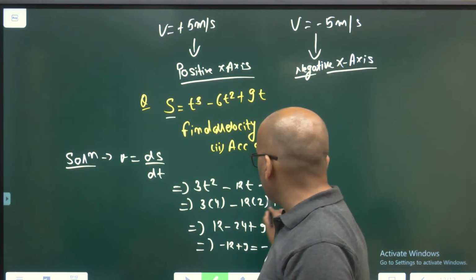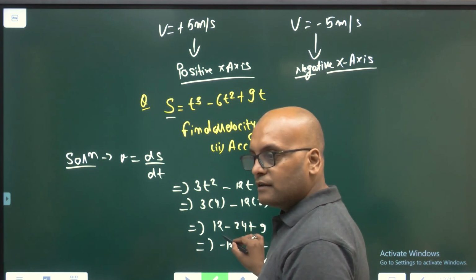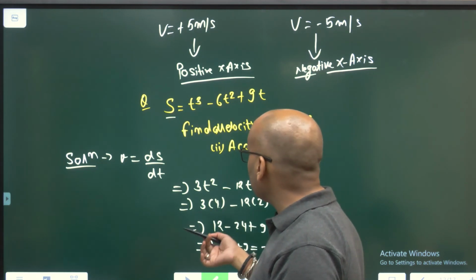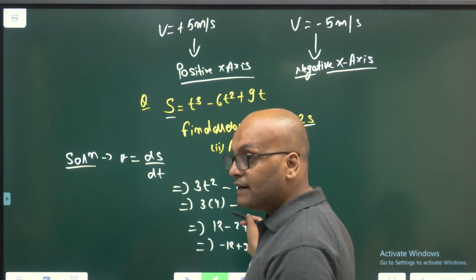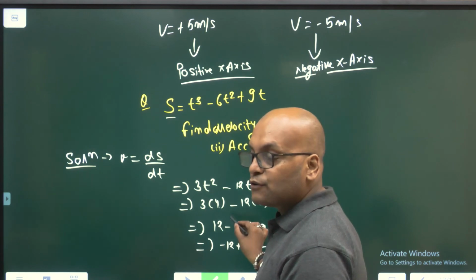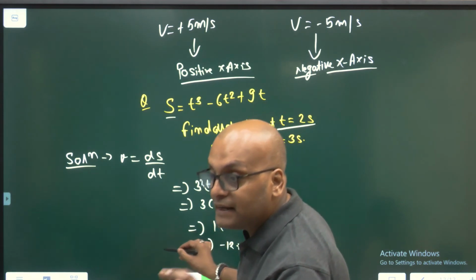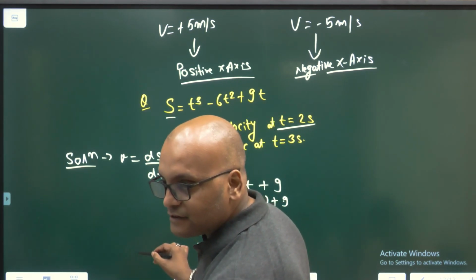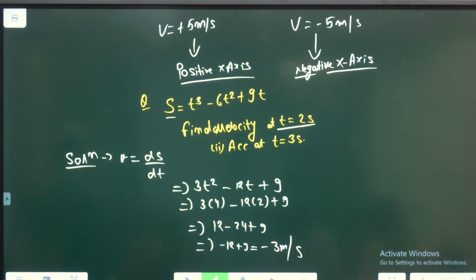So this is 12 plus 9, 21. How will you add 24 and 9? 24 is having minus sign there with it. So you will add minus 24 and 9. Yes or no?